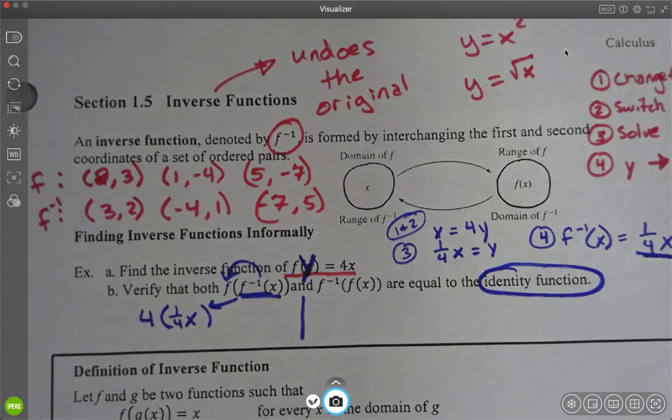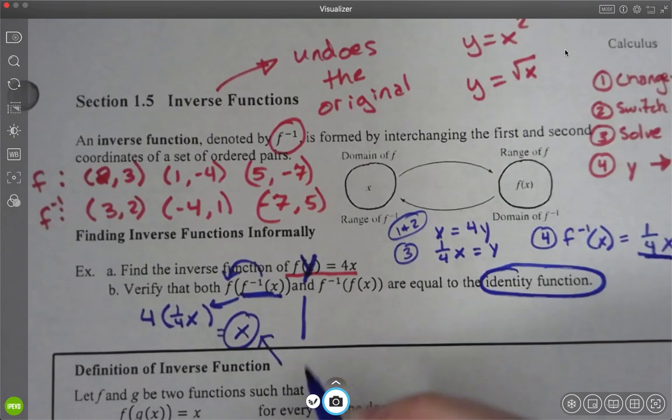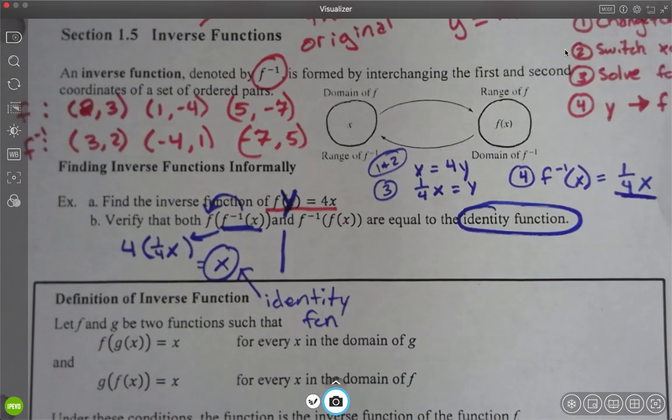The 4 and the 1/4 kind of go away, right? So this is equal to x. This is the identity function. Identity function, that's what he is, okay?